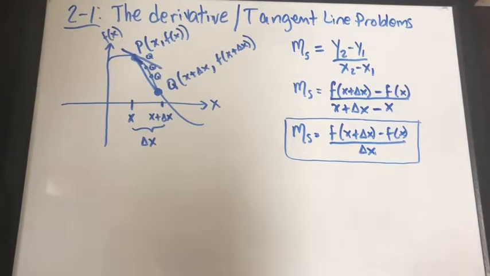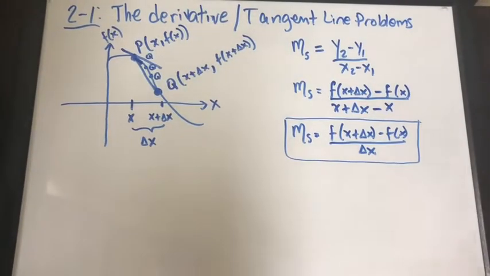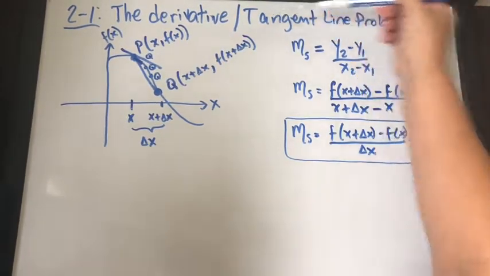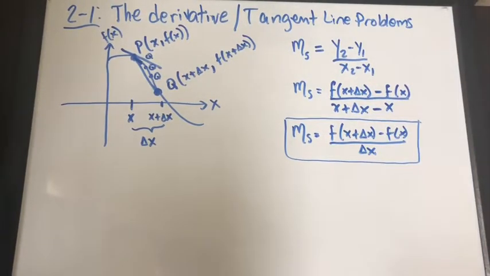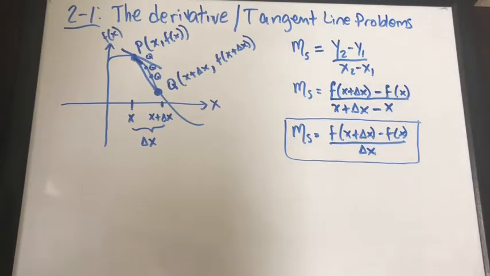Now, I cannot be right at P, because if Q lands right on P, then I'm back to the main problem of how am I going to find the slope of a tangent line. But if I'm infinitely close, then that means I'm able to find the slope. Okay, so now what does that mean? How can I write what I just said in words?